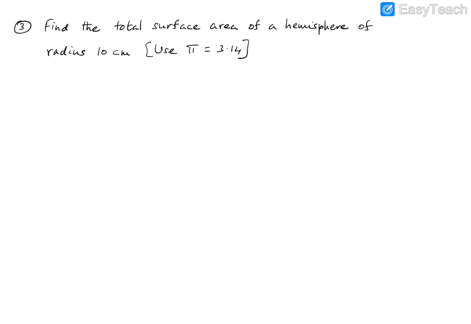The next question is we have to find the total surface area of a hemisphere in this case, whose radius is given as 10 centimeters. So the radius r is 10 centimeters. And we are asked to use the value of pi as 3.14. So we'll use that value. So what is the total surface area of a hemisphere.